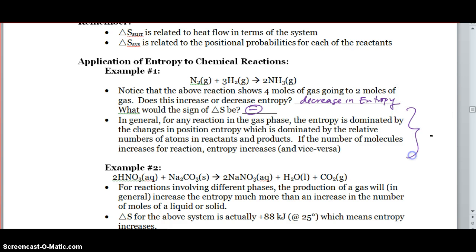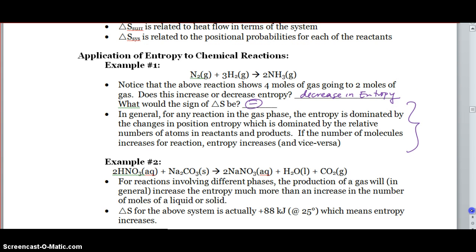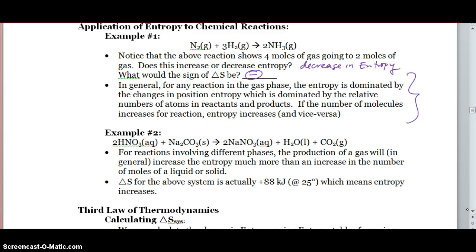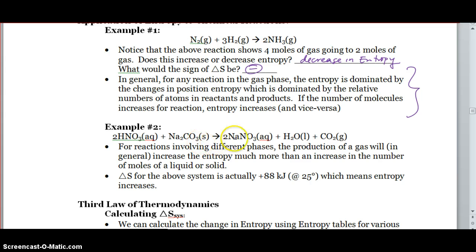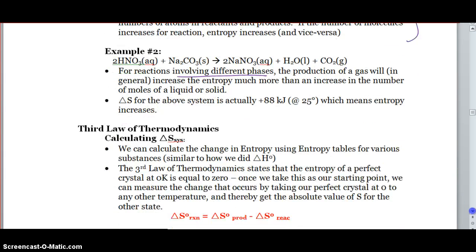And so they go on to talk about the amount of moles of gas, which is kind of a review from what we did before. So, for example 2, you'll notice that we've got lots of different phases here. We've got aqueous, solid state, forming aqueous, liquid, and a gas state. And so this talks about the fact that you have lots of different states, and it's difficult to tell what's happening with the reaction.